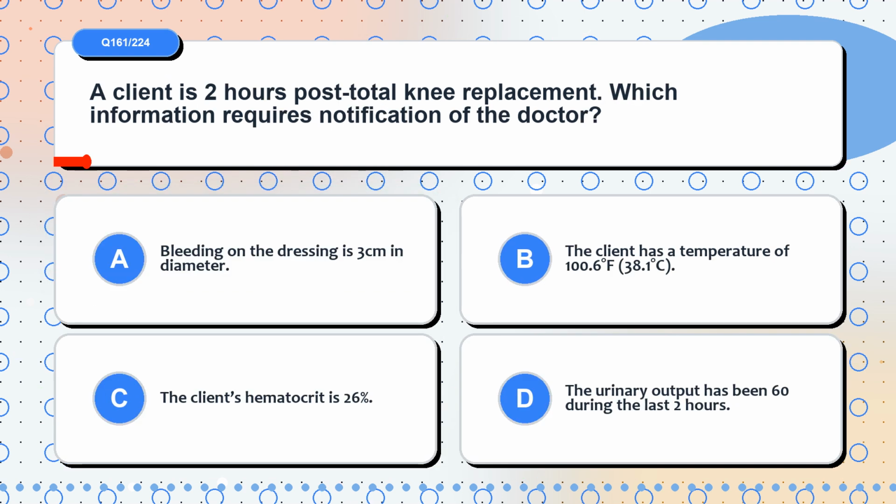Question 161. A client is 2 hours post-total knee replacement. Which information requires notification of the doctor? Here are the options. Option A. Bleeding on the dressing is 3 cm in diameter. Option B. The client has a temperature of 100.6 degrees F, 38.1 degrees C. Option C. The client's hematocrit is 26%. Option D. The urinary output has been 60 during the last 2 hours.